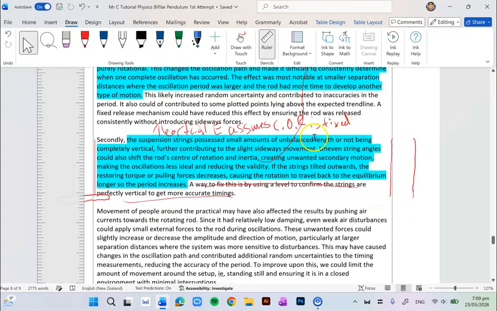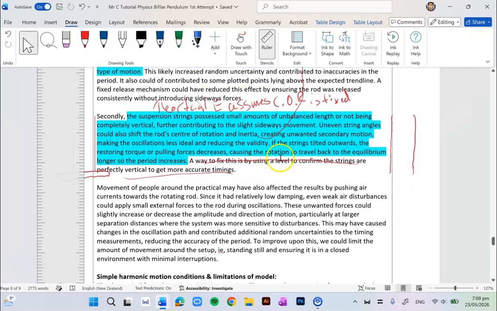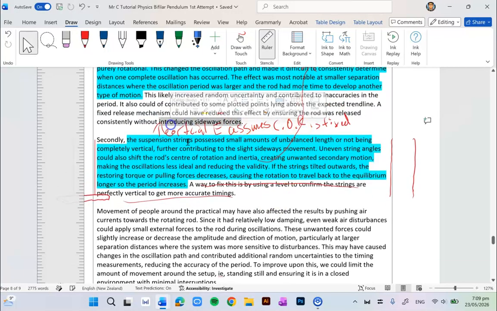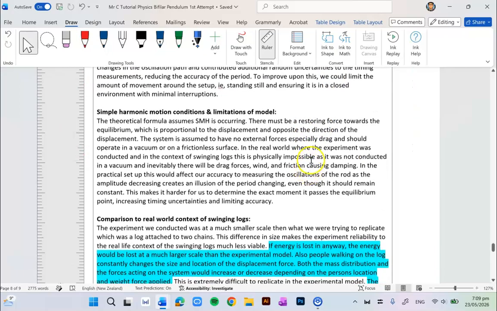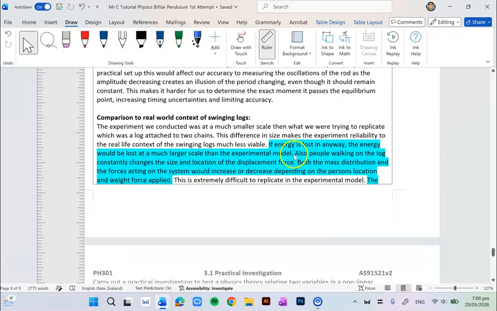Those are the only 3 things you really need to talk about. And try and link it to physics in some way, especially forces, center of rotation, inertia. Integrate some physics in there so you're not just rambling, okay? The next one is the limitations section, which was quite long.